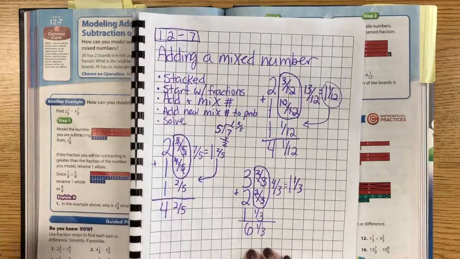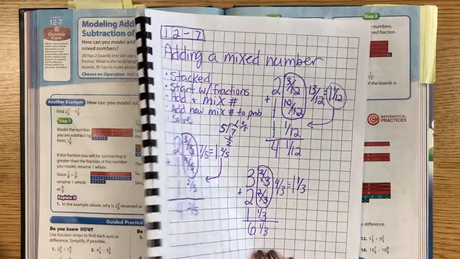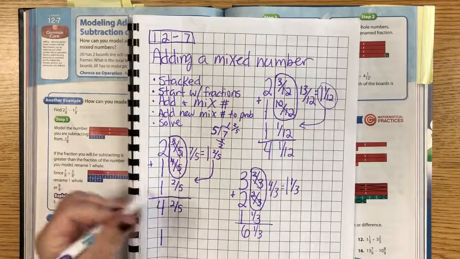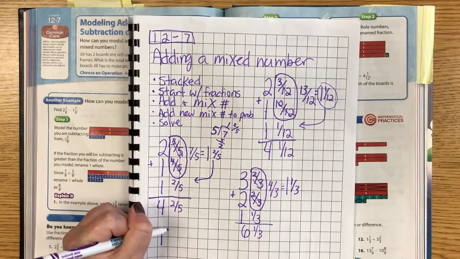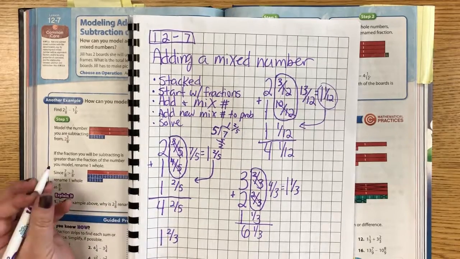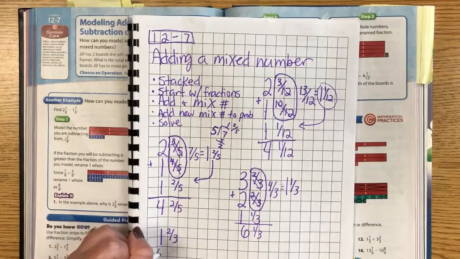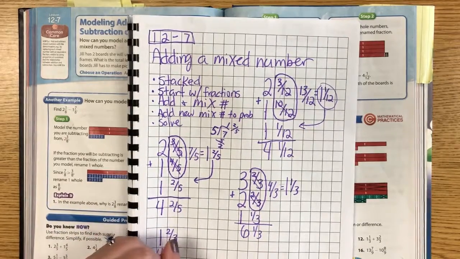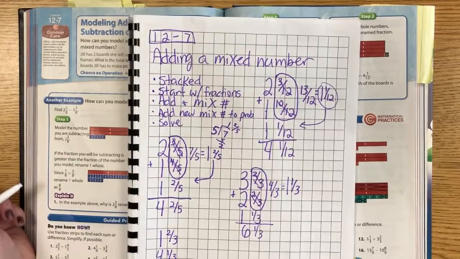Okay. So let's try, let's say 1 2/3 plus 4 1/3. I gave you a nice one.